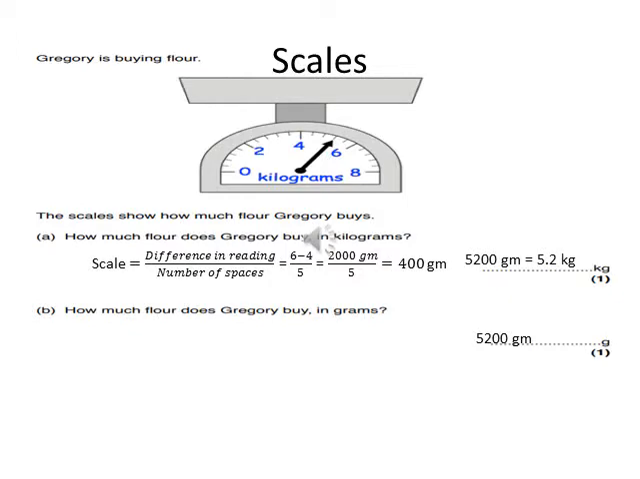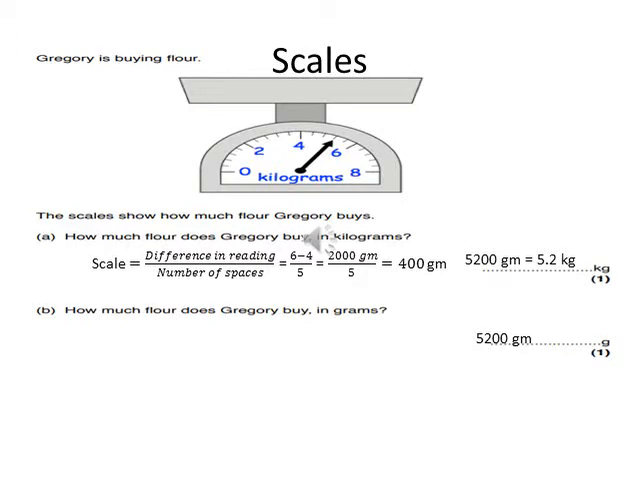Here is the question for the scales. Gregory is buying flour. The scales show how much flour Gregory buys. So here in the scales, I found out that it's working with 0, 2, 4, 6, 8 kilograms. And he needs in the first question to know how much flour Gregory buys in kilograms.